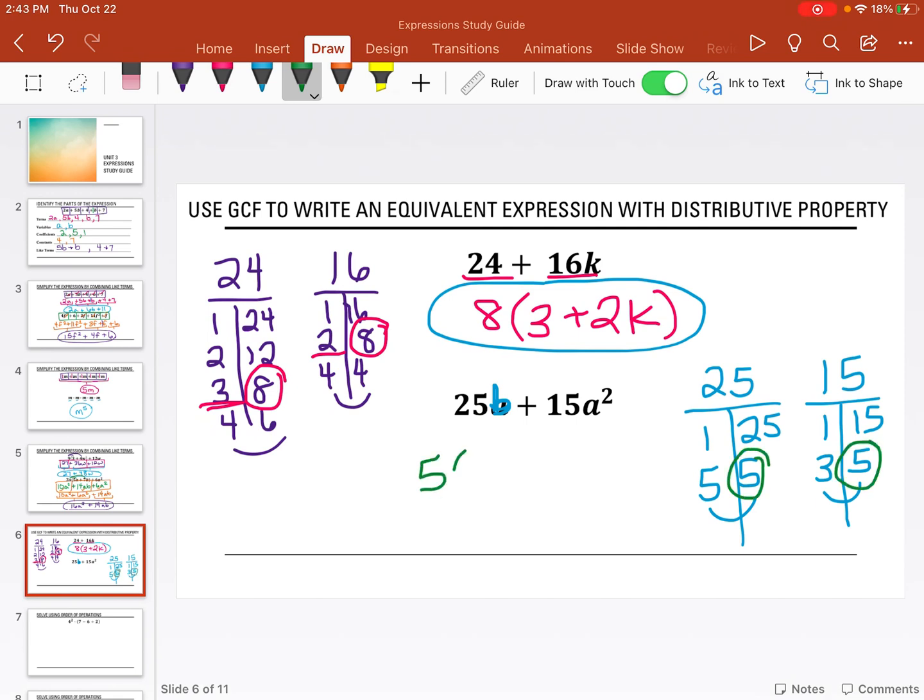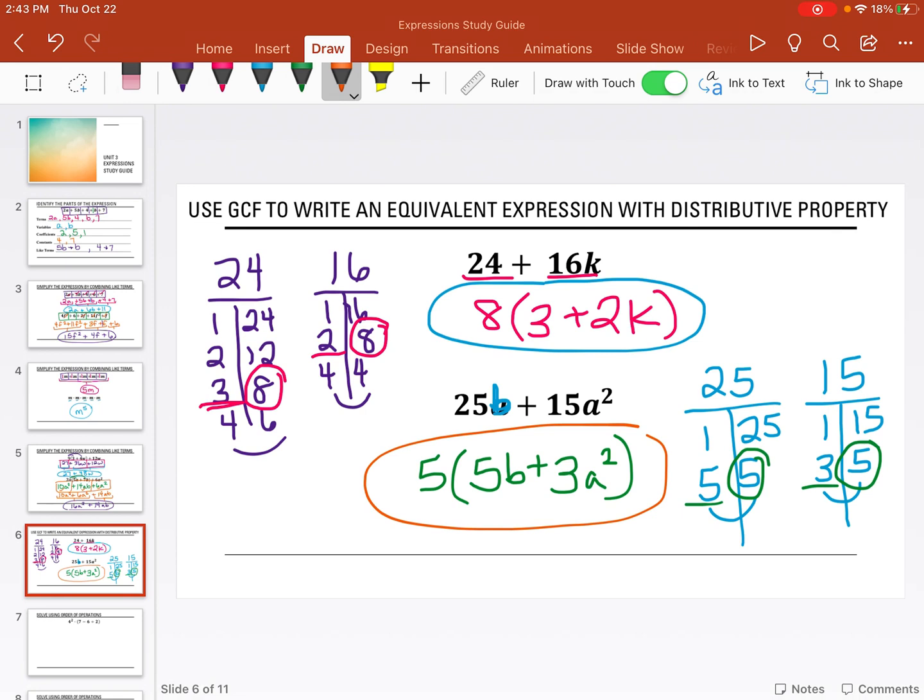Remember, that's what goes outside my parentheses. And then 5 times what gave me 25? 5 times 5, keep the last name, B. 5 times what gave me the 15? 5 times 3, keep that last name, A squared. And that is your answer for that problem.